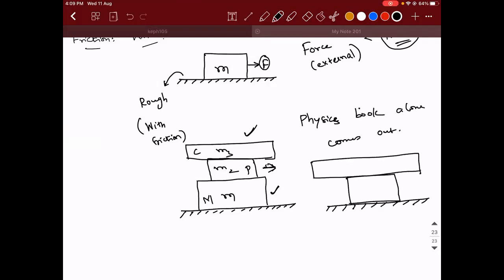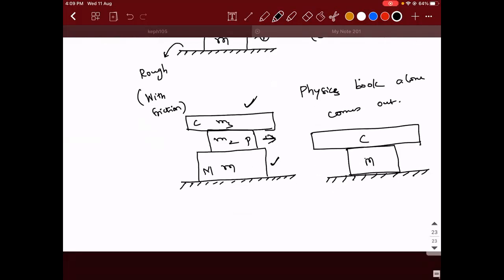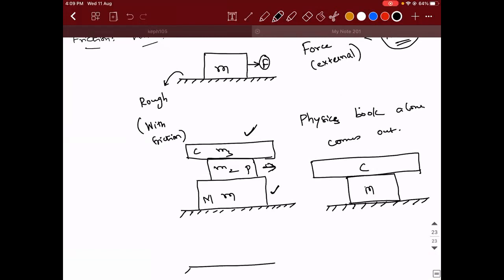So did you understand what I drew? Yes, sir. So what did I say? I'm saying that once the physics book has come out, your chemistry book will exactly fall on top of your math book. Is that what is going to happen? Or something like this would have happened. What do you think would have happened?